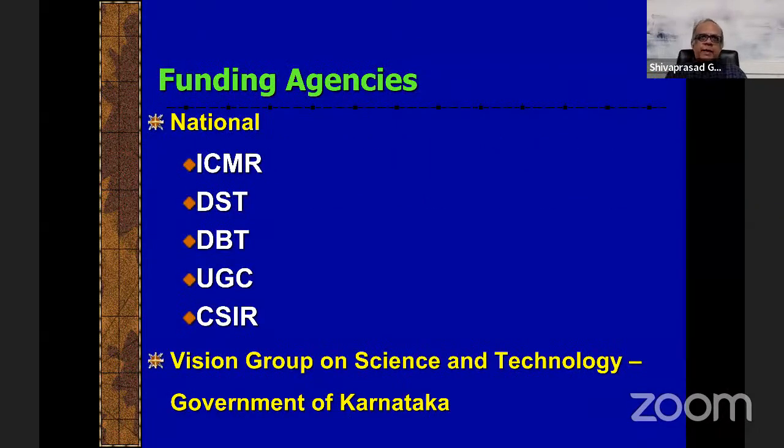So in terms of funding agencies, on the national front, there are a number of agencies: ICMR, DST, DBT, UGC, CSIR. Government of Karnataka has a vision group on science and technology. VGST does fund projects for infrastructure development as well.